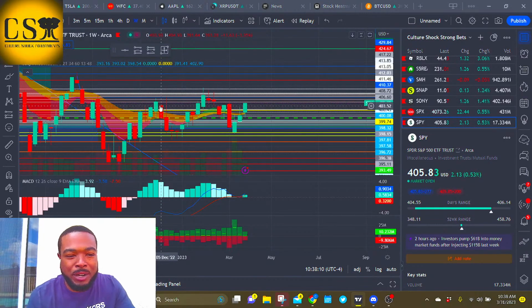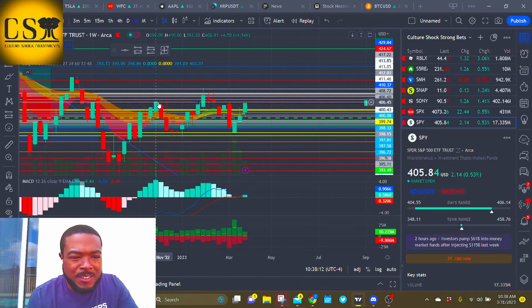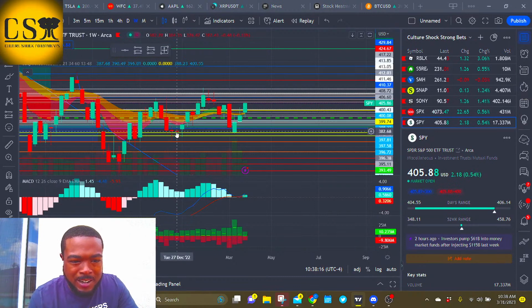That doesn't signal a breakout for me in SPY. So that could be considered a pump fake, which it was. And then it pulled right back down. It came all the way back down to 382.